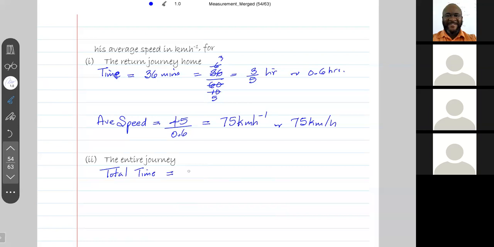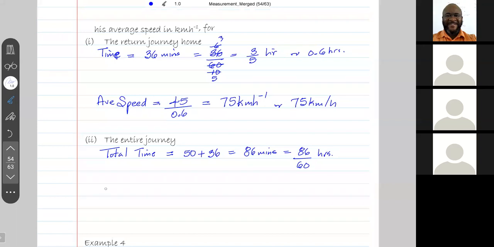Going to school, it took the teacher 50 minutes. Coming back, it took the teacher 36 minutes. So the total time is 86 minutes. Now, 86 minutes is the same as saying 86 divided by 60. Let's leave it as hours, 86 divided by 60 hours. Why? Because to convert minutes to hours, you simply divide by 60.